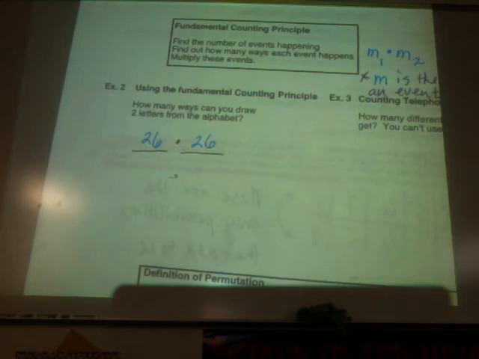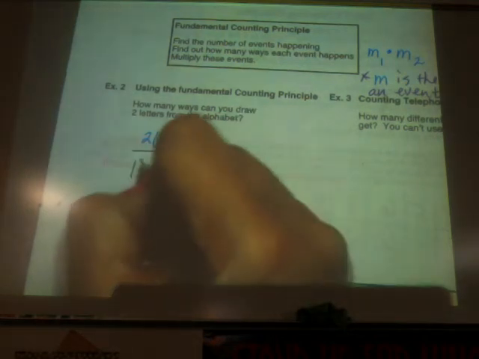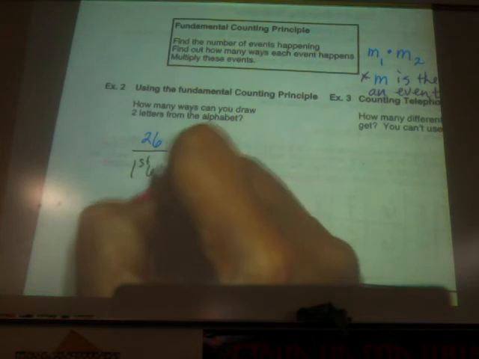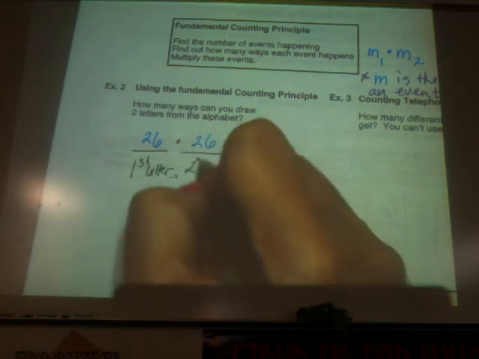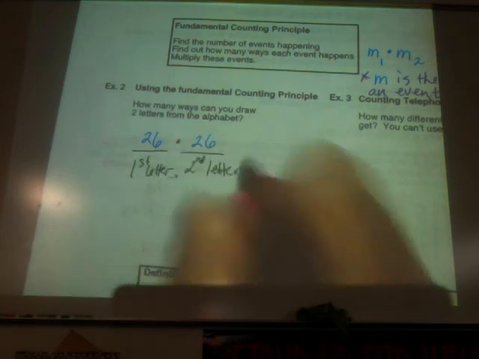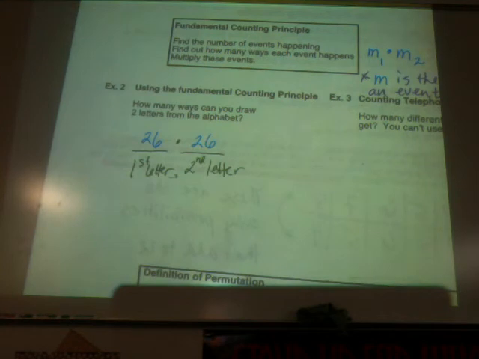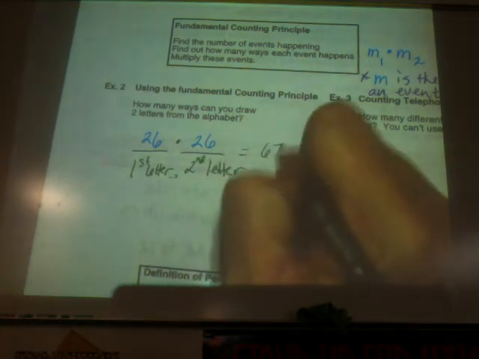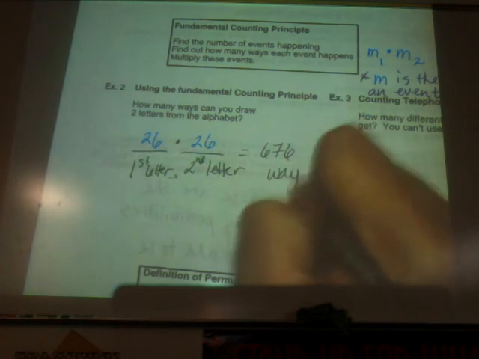And so then your answer is going to be 26 times 26, and for your notes you might want to put first letter and second letter, because you might forget later where that came from. And so if you multiply 26 times 26, you get 676 total ways. That's a lot.